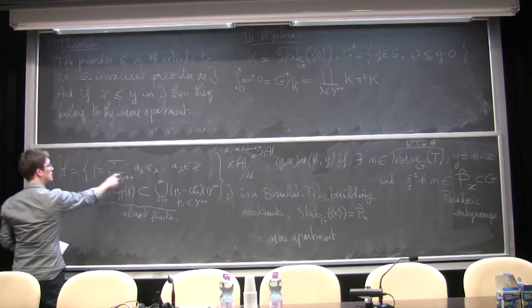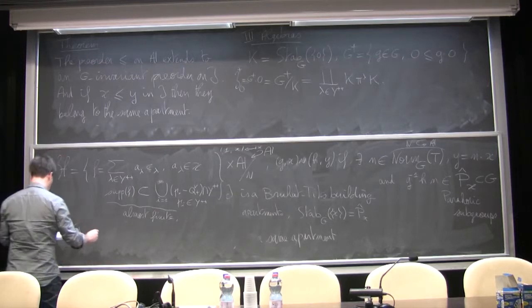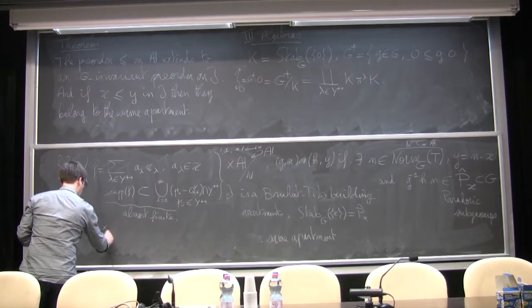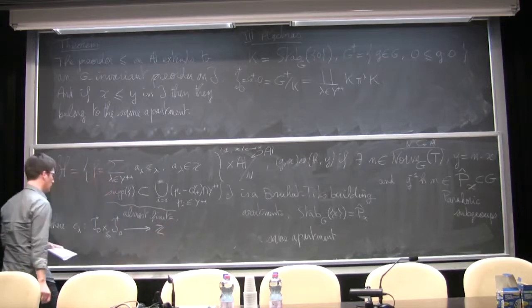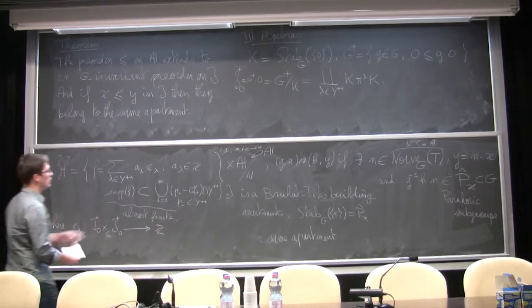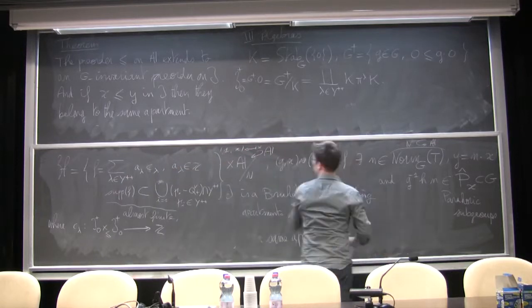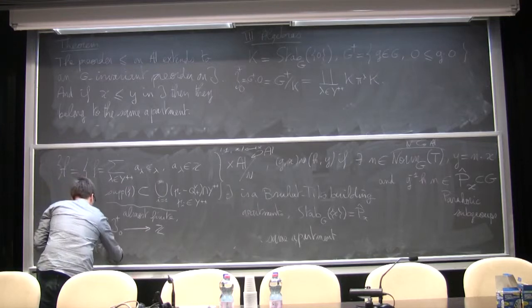And what is C lambda? C lambda is a function. This is more or less the characteristic function of this double class, but I express it in this kind of fancy way.